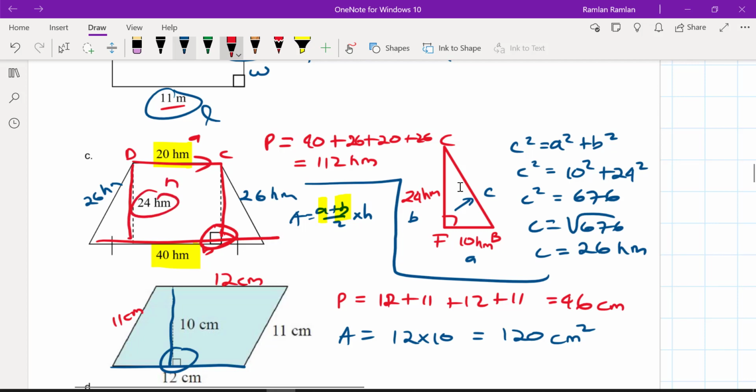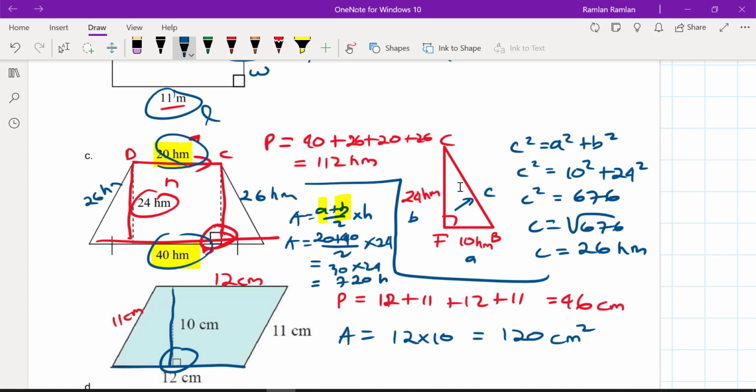So if you put that all into the formula, there'll be (20 + 40) divided by 2, and then multiply by the height, which is 24 over here. Okay, so 20 plus 40 is 60, 60 divided by 2 is 30, and 30 multiplied by 24 will be equal to 720. That will be in hectometer square.